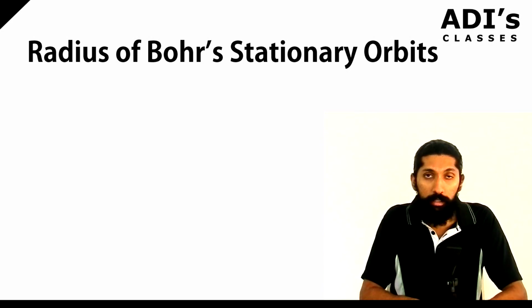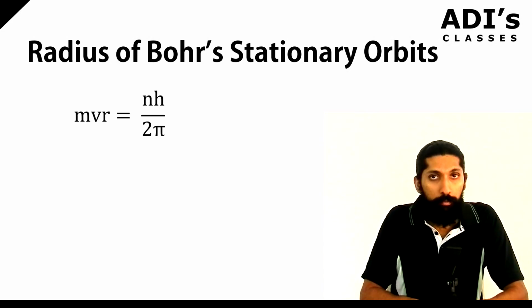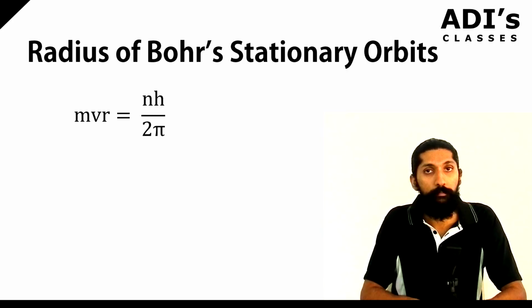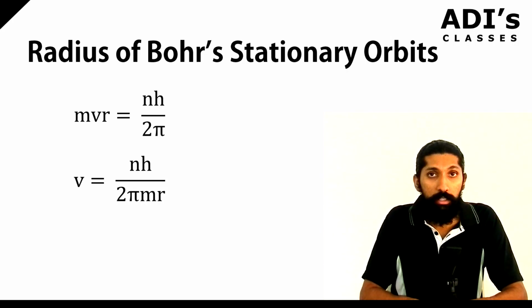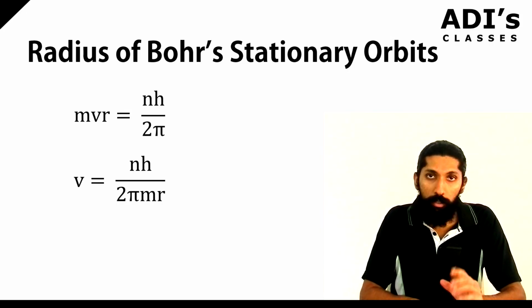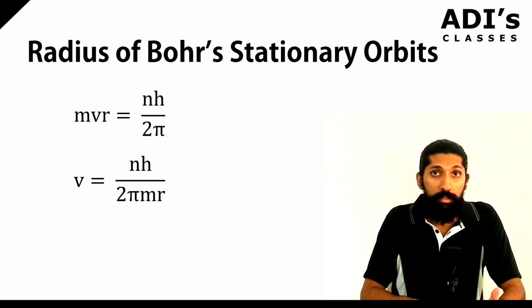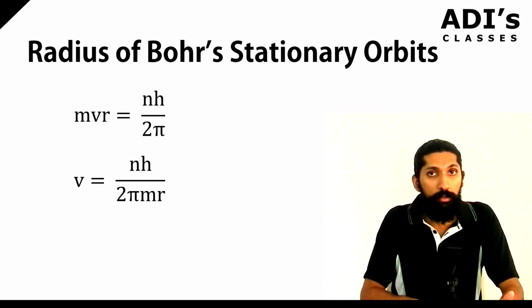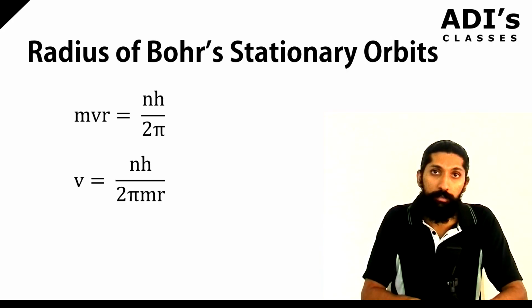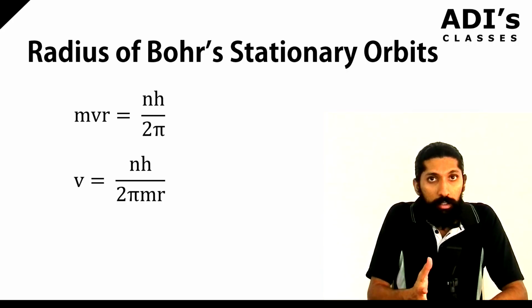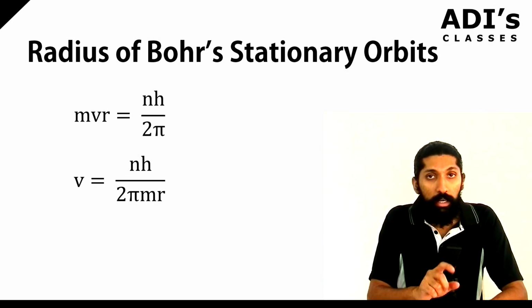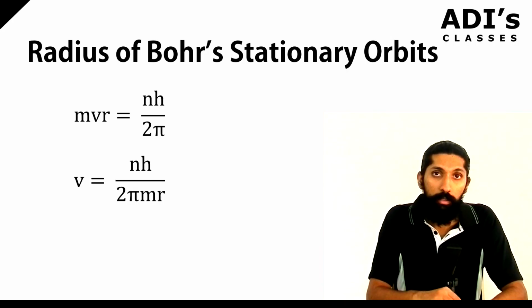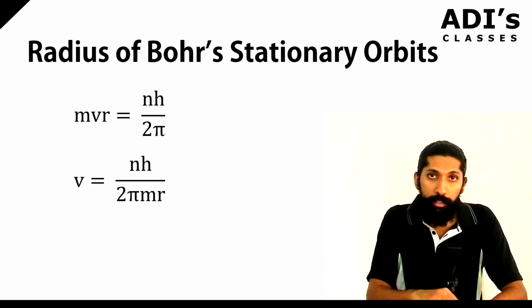By Bohr's second condition, mvr is equal to nh by 2 pi. You all know the values, so it's fine. Since mvr is equal to nh by 2 pi, v is equal to nh divided by 2 pi mr. You got the value of the velocity. Why do we need this? Because now we are going to apply the centripetal force and the electrostatic force of attraction. If an electron has to be in a stationary orbit, then the centripetal force and the electrostatic force of attraction should be equal. Otherwise, you will have an unstable orbit.